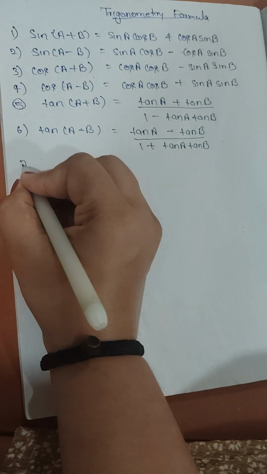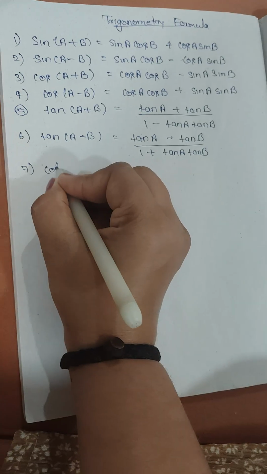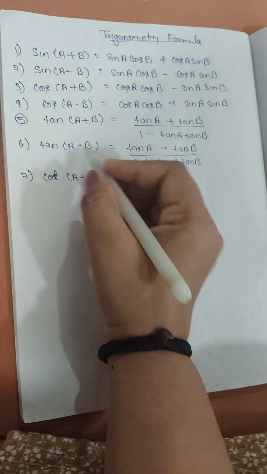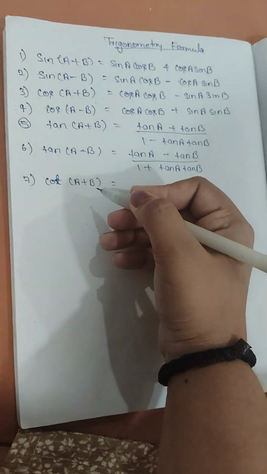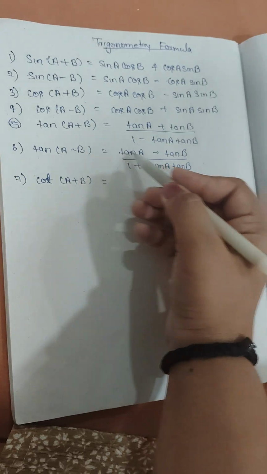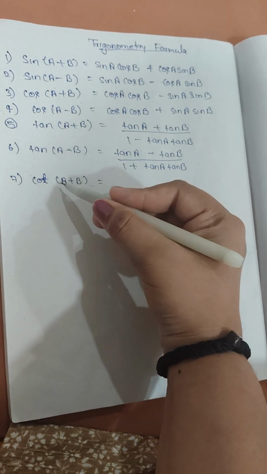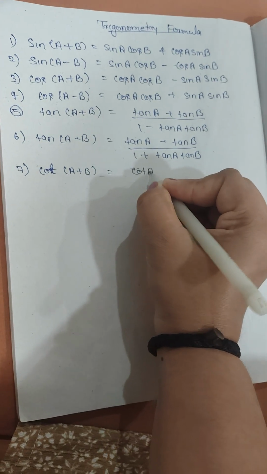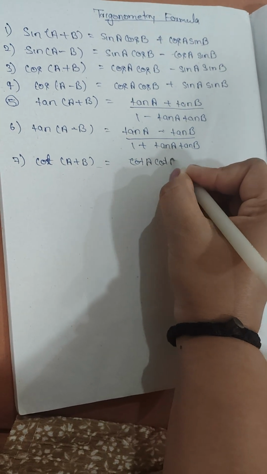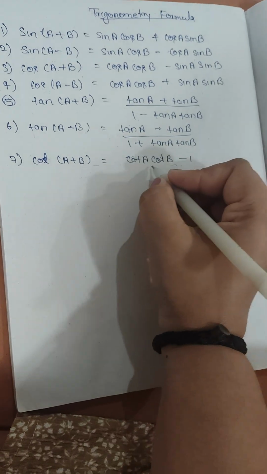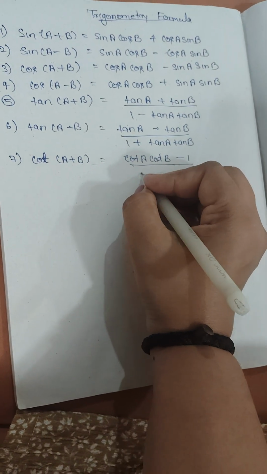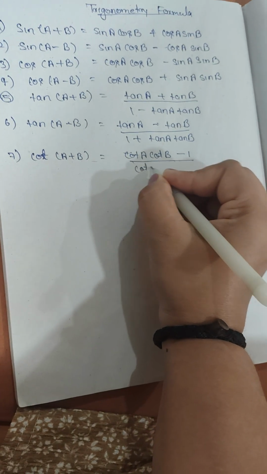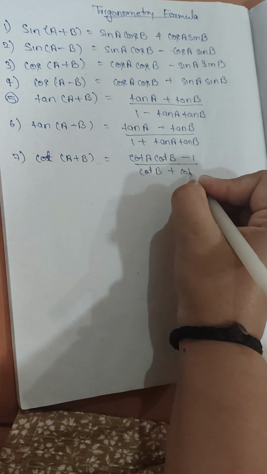Now the next formula, students, is cot(A+B). What will be the formula of cot(A+B)? So students, we know that tan is the inverse of cot. Then cot(A+B) can be written as cot A cot B minus 1 upon cot A plus cot B, or cot B plus cot A.